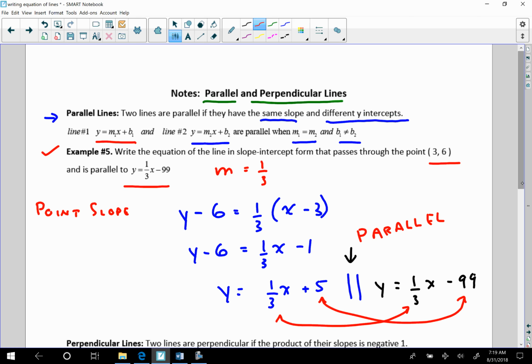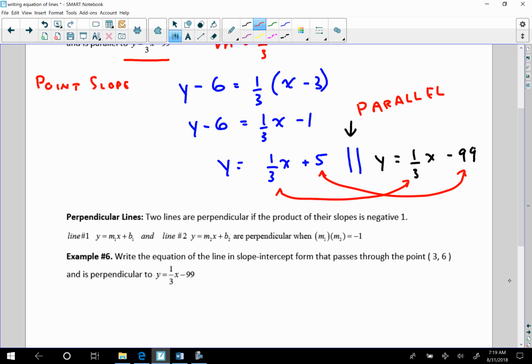And let's end with an example about perpendicular lines. 2 lines are perpendicular if the product of their slopes is -1. So if I consider line number 1, m sub 1 x plus b sub 1, and line number 2, y is equal to m sub 2x plus b sub 2. These are perpendicular when their slopes, m sub 1 and m sub 2, have a product of -1.